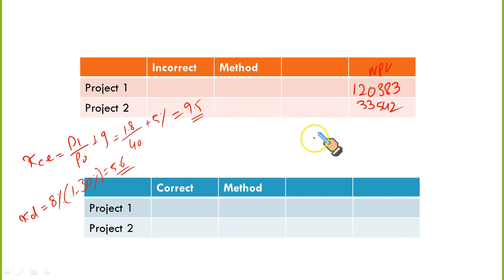So what would be your weighted average cost of capital now? 50% of 9.5 plus 50% of 5.6. If you calculate this, this will give you 7.55. So this is the discount rate you will use, 7.55%. We haven't yet calculated the flotation cost.